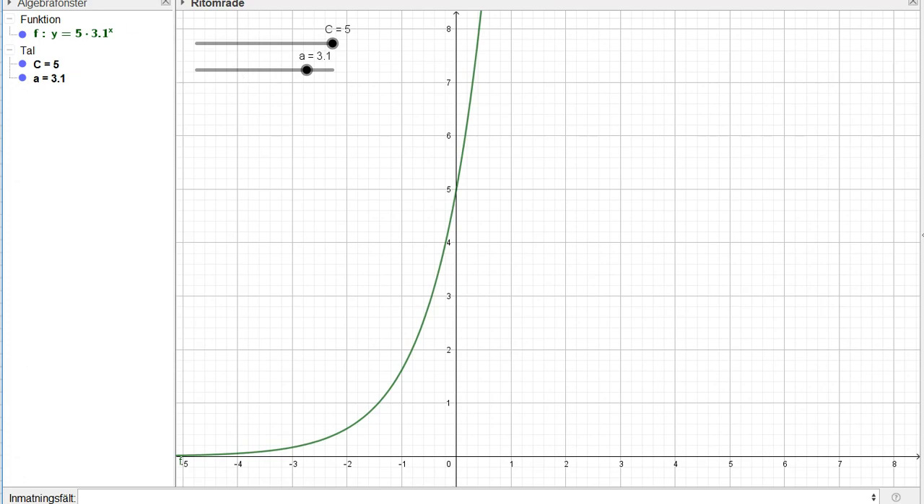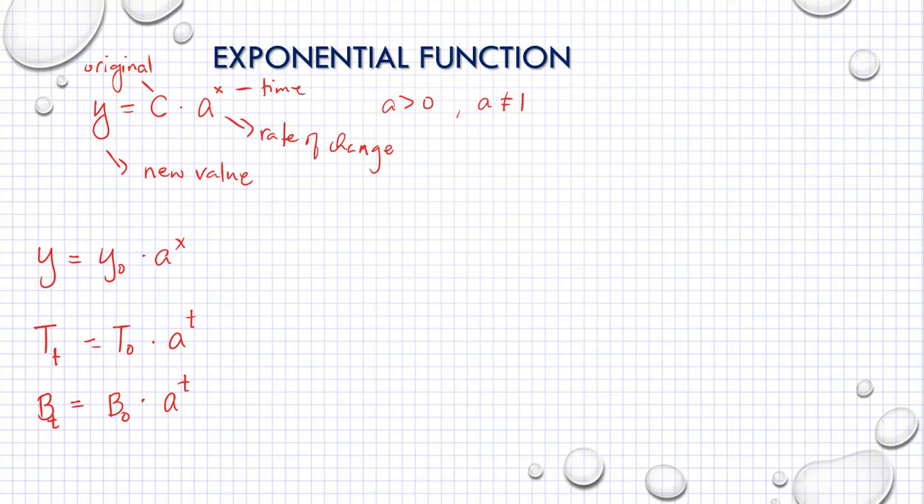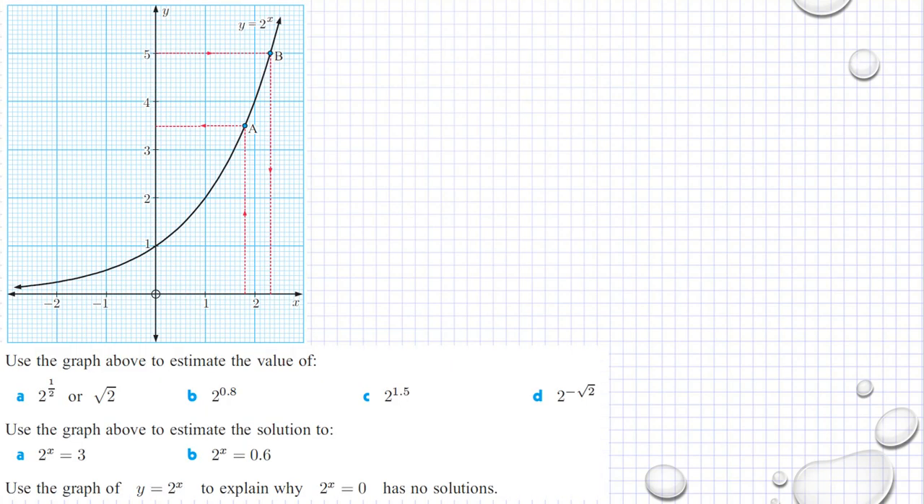Okay, let's see if we can solve some examples here. Use the graph above to estimate the value of 2 raised to 1/2, or square root of 2. So remember that you have y is equal to 2 raised to x here, as you can see. I hope you can see that. That means x is equal to 1/2. So you need to take 1/2 there.